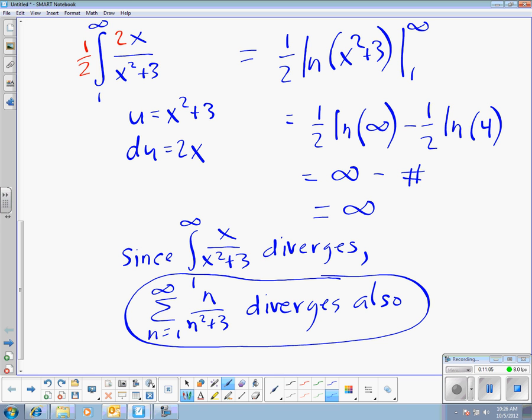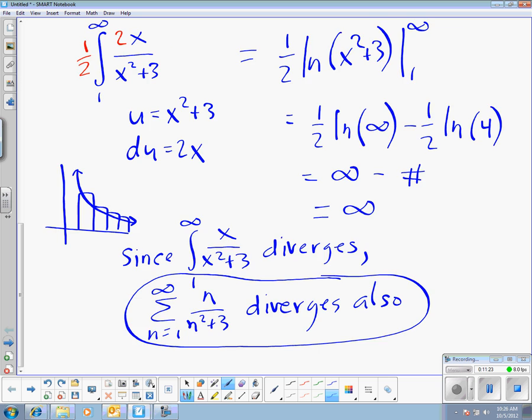This graph, I don't know the exact, I could graph it on my calculator, but this graph looks like this, as they all will in this section. And if it adds up to infinity, then my terms that are made out of the values from this graph will also add up to infinity.